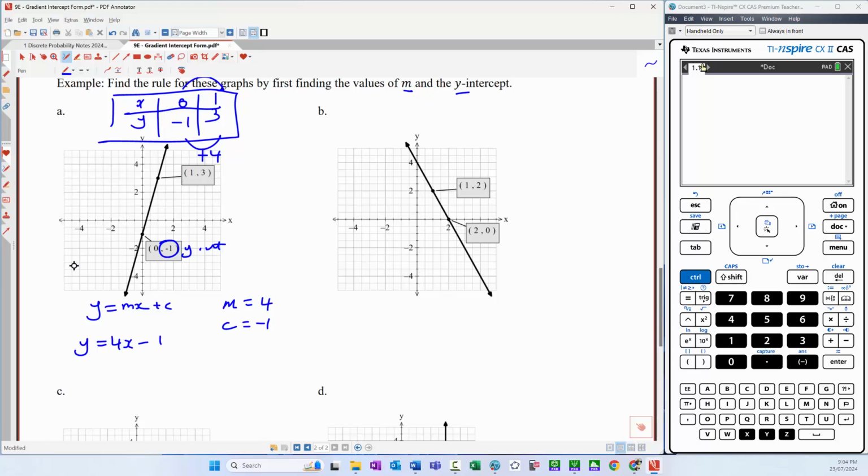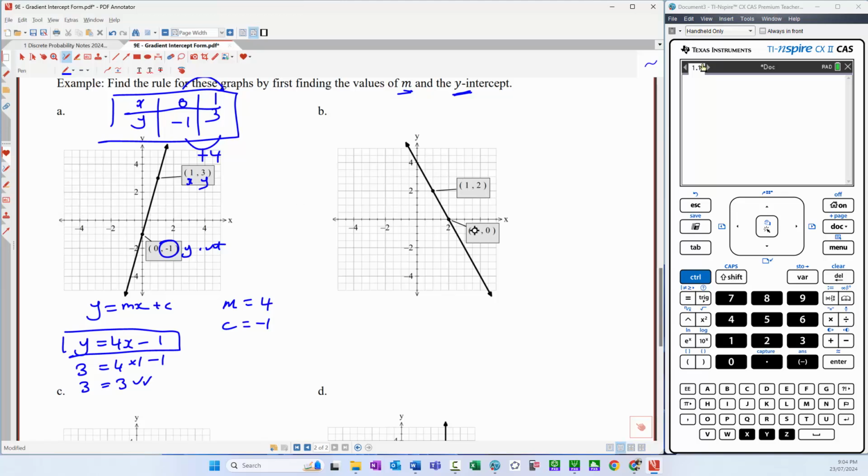All right. So the last thing we should do is probably test it on a point here. So we're going to put this 1, 3 in here and see what happens. So this is an ordered pair where y is 3 and x is 1. 3 equals 4 times 1, take away 1. 4 lots of 1 is 4, and 4 take away 1 is 3. Okay, so my rule is working. So we find the rule for the graphs by first finding the values of m, i.e. the gradient, and then the y-intercept. So we've got all of what we require there.